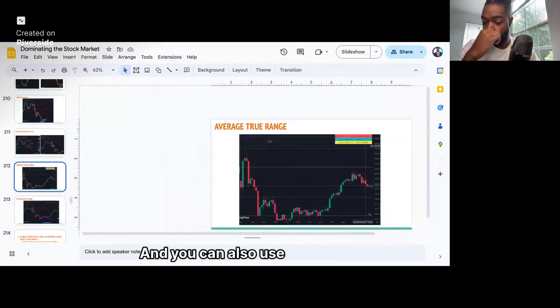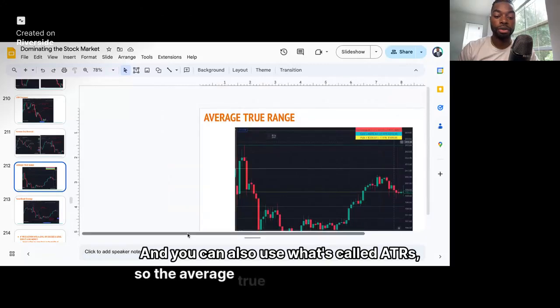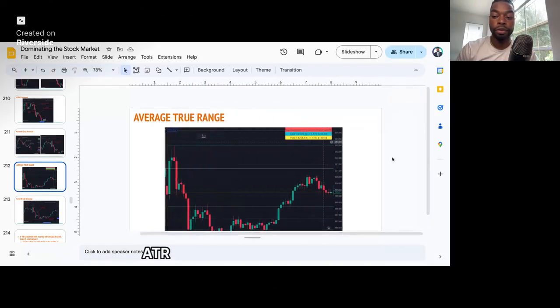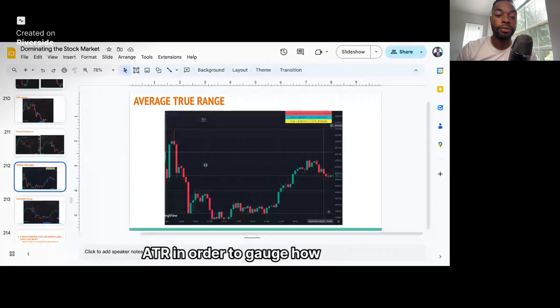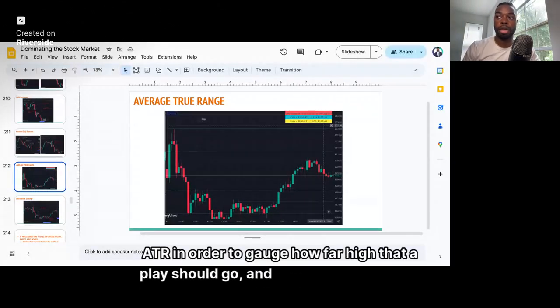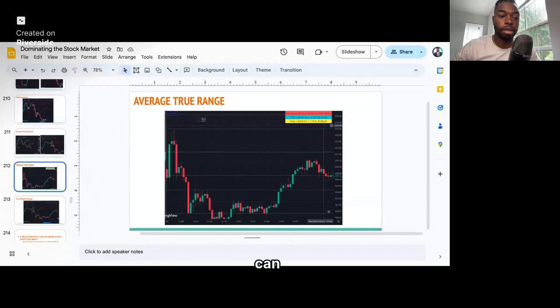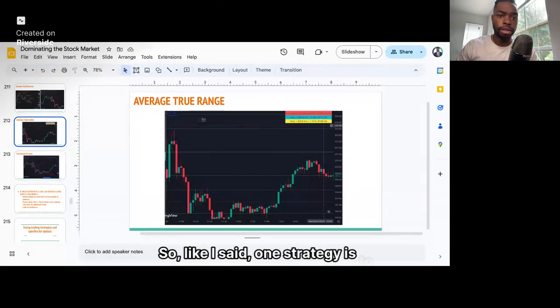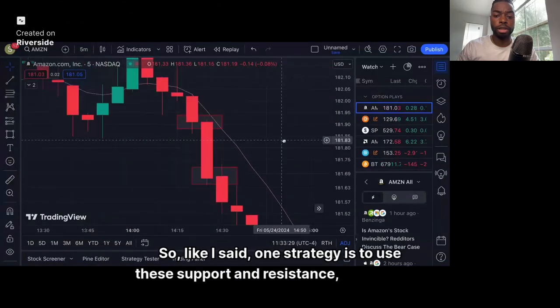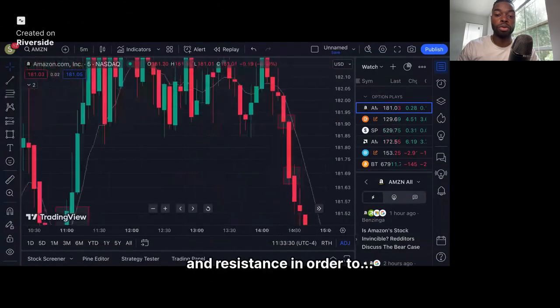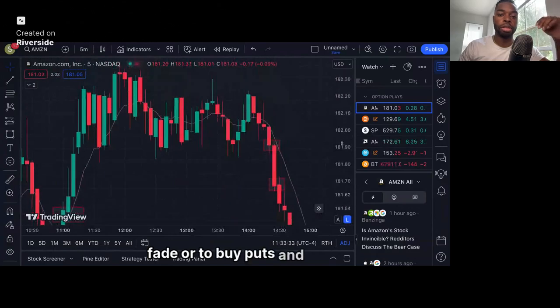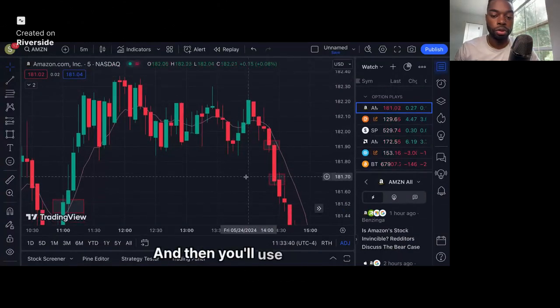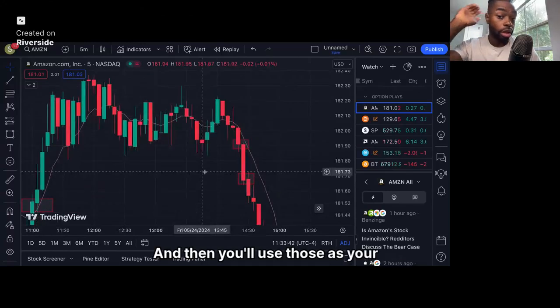And you can also use what's called ATRs, so the average true ranges. You can use an ATR in order to gauge how high a play should go, and also how low the play can go. So like I said, one strategy is to use support and resistance in order to fade or to buy puts, and then support to buy calls, and then you'll use those as your risk levels.